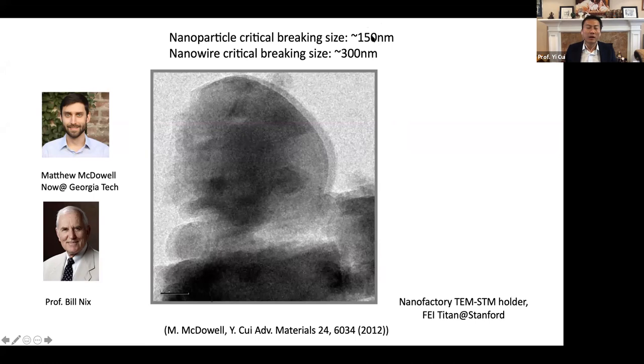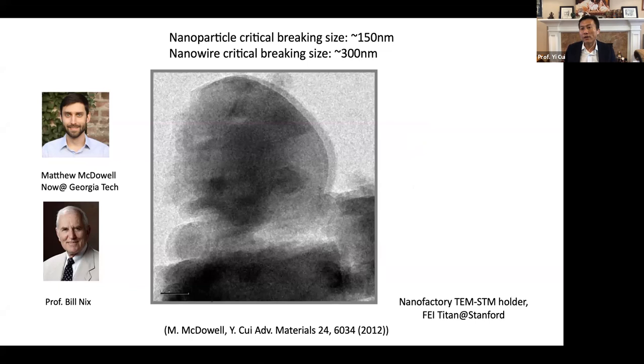With Bill Nix's help, we analyzed what type of stress level is really building up. It accumulates up to about a gigapascal level of stress, reaching the breaking threshold and breaking the silicon. The nanowire's critical breaking size is close to 300 nanometers. There's a detailed analysis of how the stress builds up, given the dimensions of the structures. I won't go into detail on that. But this TEM study, the in situ study, is very useful for us to identify these critical size parameters.